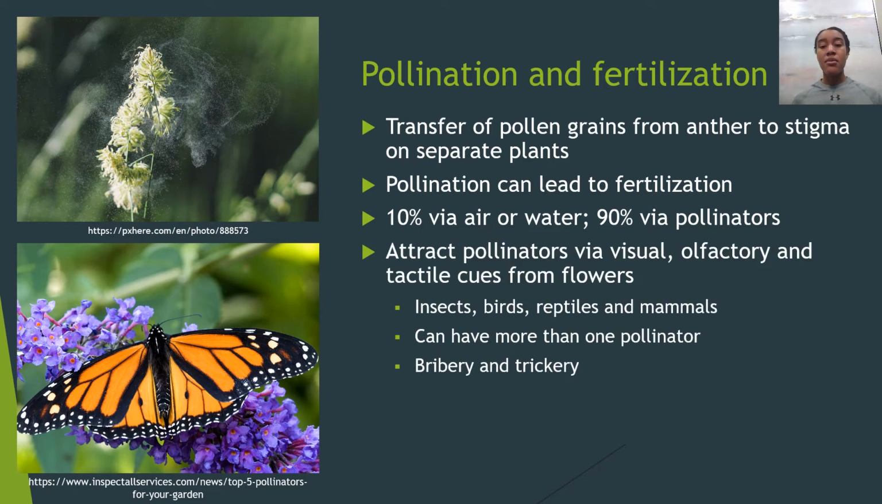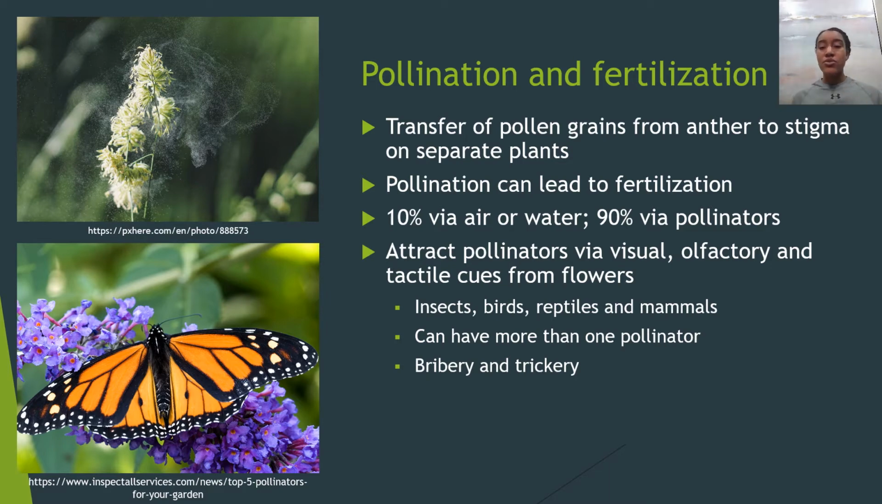Pollinators can be a variety of types of animals. They can be birds, insects, mammals, reptiles. It all just depends on the plant species. But plants have very specific ways that they attract their pollinators. So they'll have different visual cues.